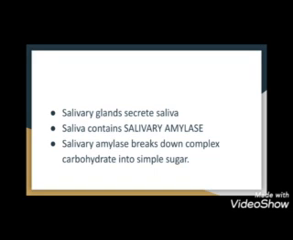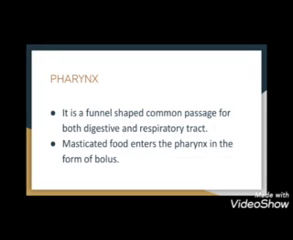Okay. Now, the pharynx. The next part of the alimentary canal is the pharynx. It is a funnel-shaped common passage. It is a passage for both the digestive and the respiratory tract. Okay, so masticated food means the food which is broken down into bits with the help of your teeth. This is called the bolus. So this bolus has to enter through the pharynx and it will reach the esophagus.